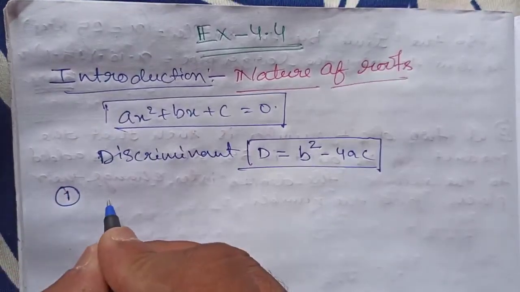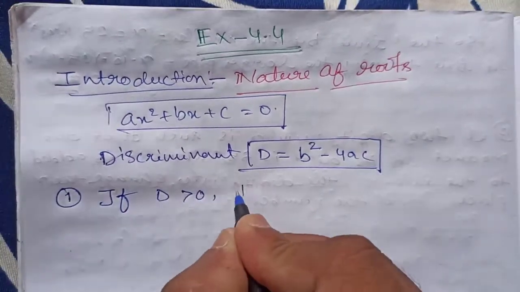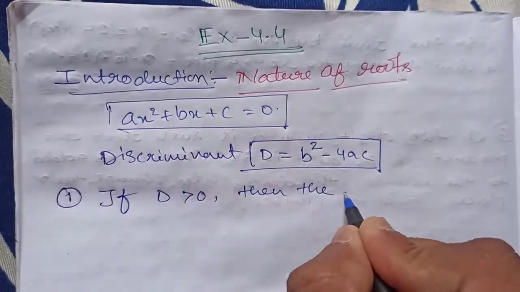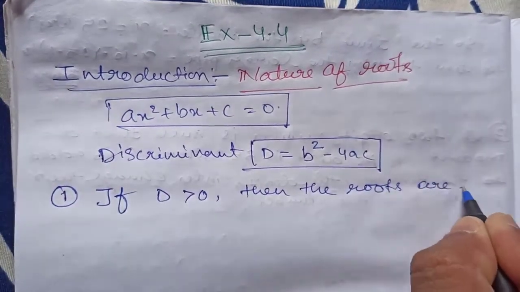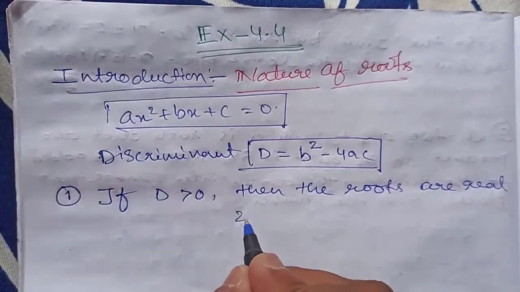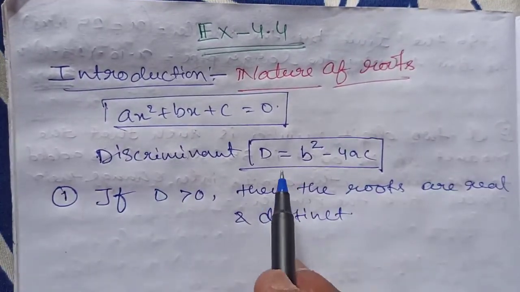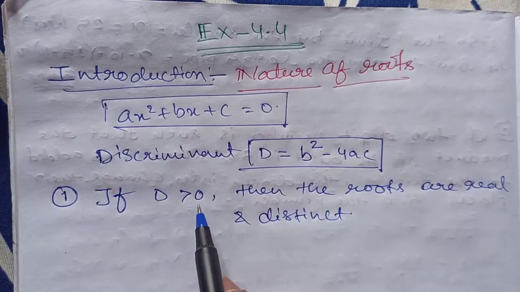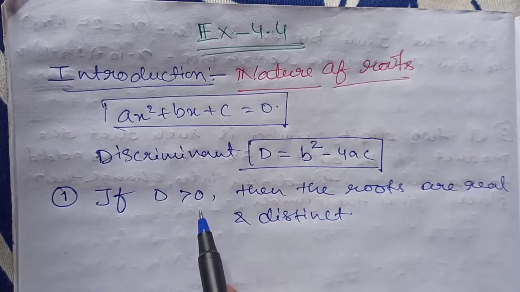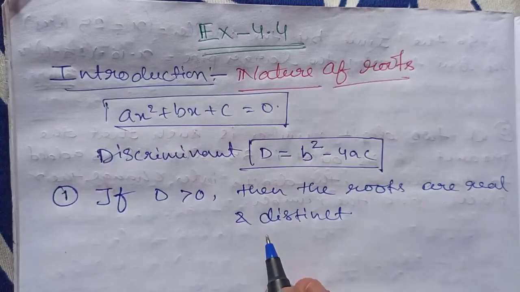The first condition is if d is greater than 0, then the roots are real and distinct. Whatever value of d we get, if the value of d is greater than 0, like all the positive values, then the roots are real and distinct. This is the first condition.